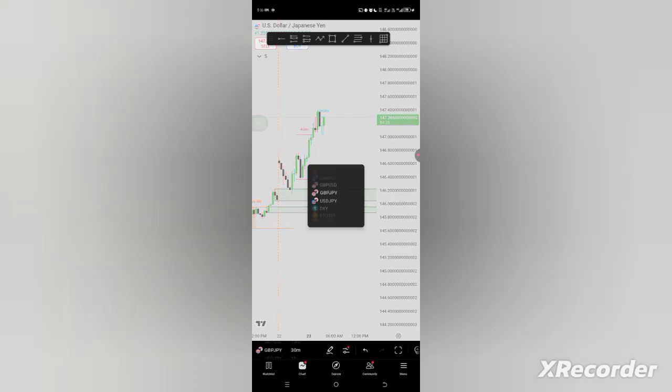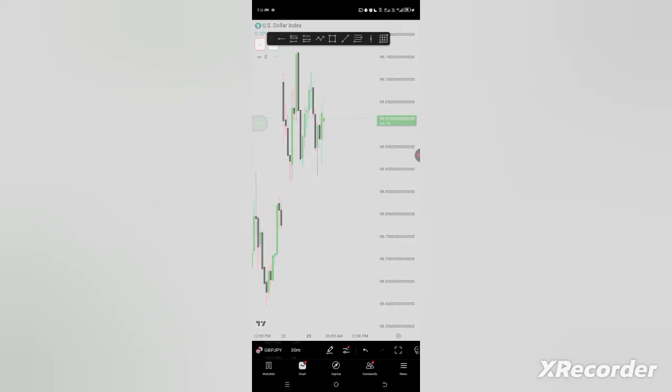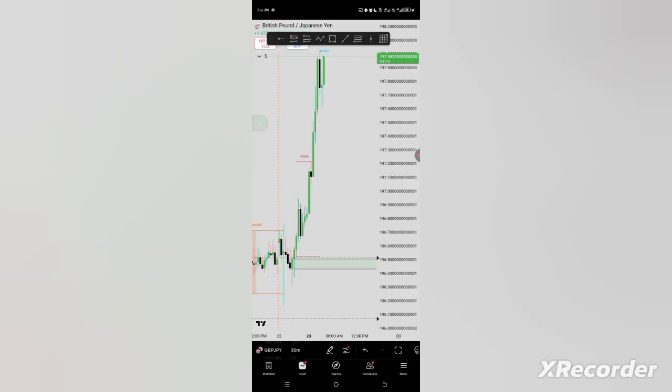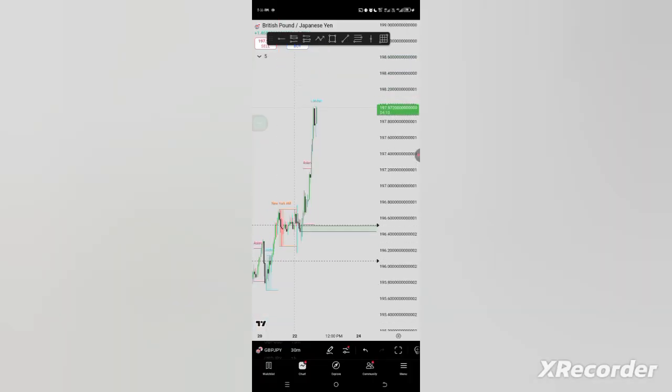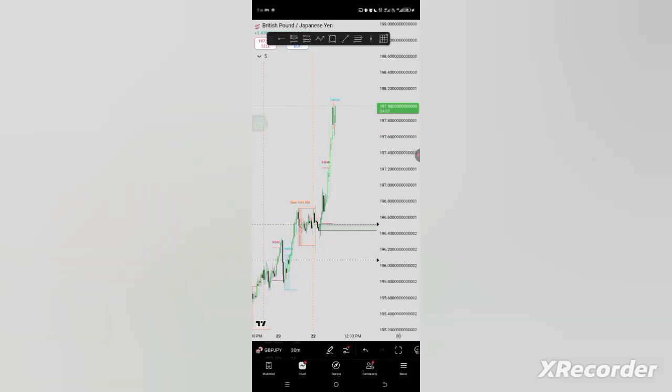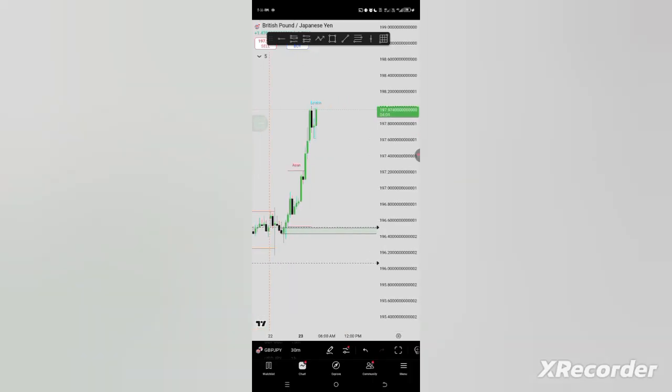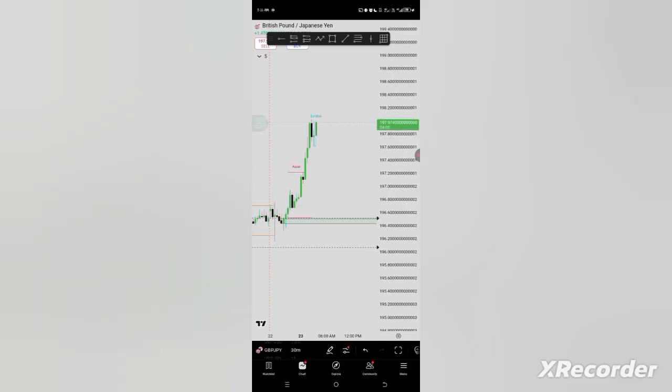So GBP JPY. I already marked out my zone. Everything is in place. There was no gap on GBP JPY, but this is my valid demand zone, and I'm expecting price to rally back there. And that will be all for the video.